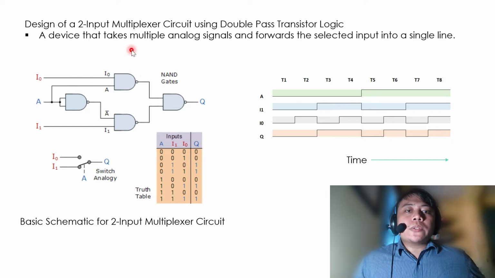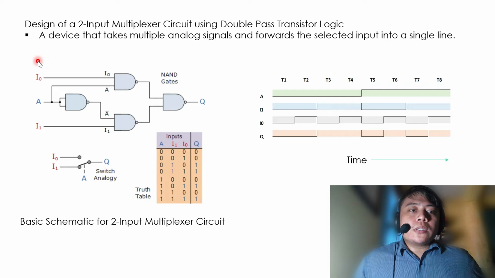So for the design of the two-input multiplexer circuit using a DPL, what we have here is the block diagram for the two-input multiplexer. Here we have the A input selection, and on these pins are the I0 and I1. The main function of the two-input multiplexer circuit is that it takes multiple analog signals, in our case two channels here, and forwards the selected input to the output single line channel. So that is the job of the A input, which selects which channel, I0 or I1, will be forwarded to the output.